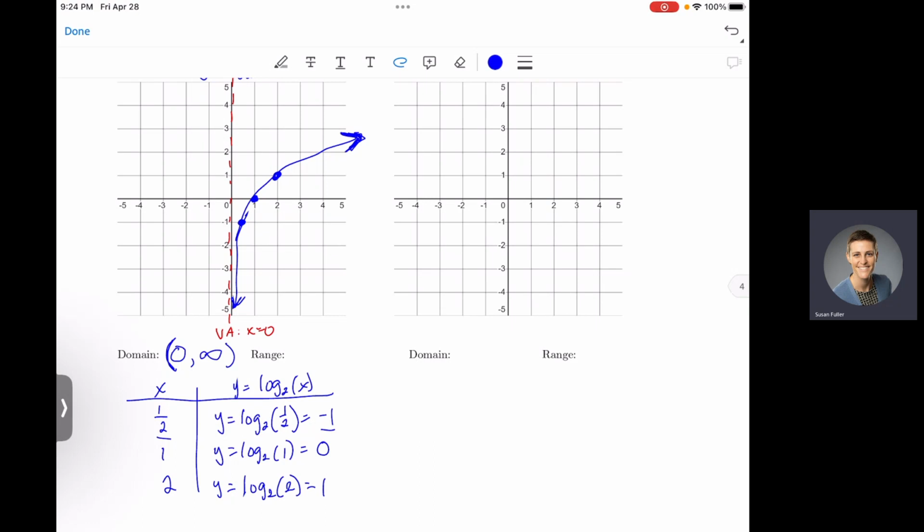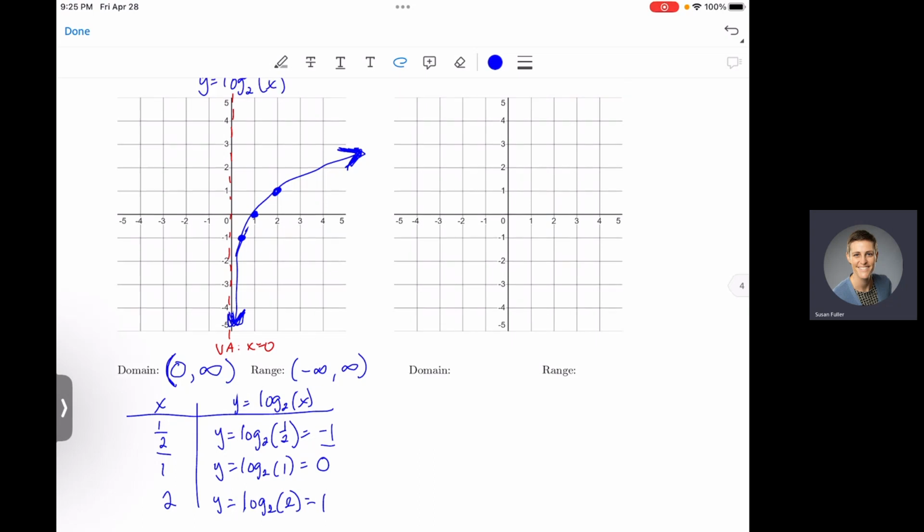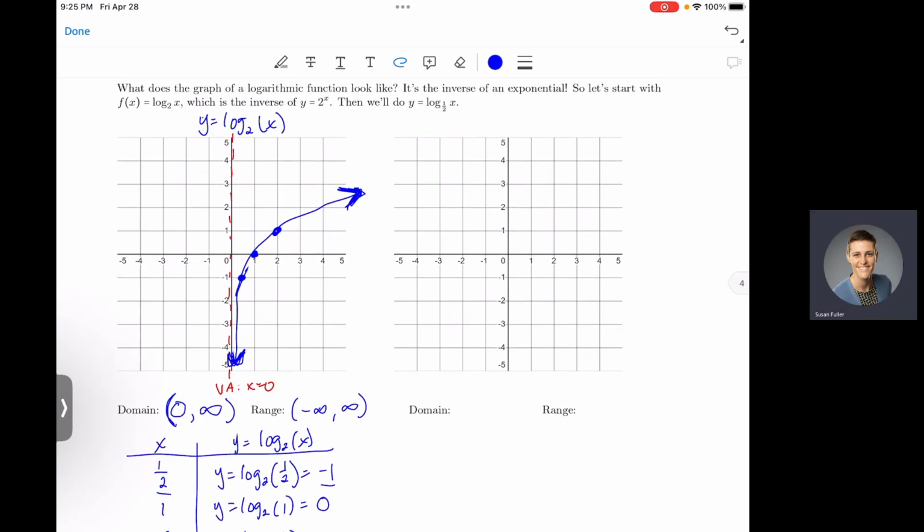And then the range on this, what y values are covered? Well, because this goes down forever, y values all the way to negative infinity will be covered. And this goes up and to the right. It's going to continue to go up and to the right forever. So our range is negative infinity to infinity. So that's what log base 2 of x looks like.